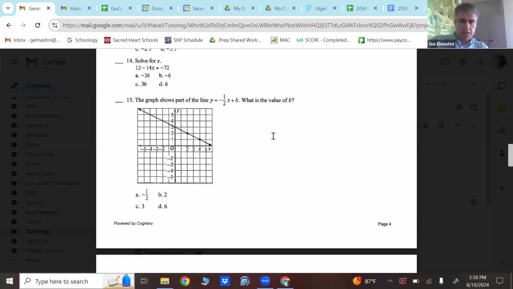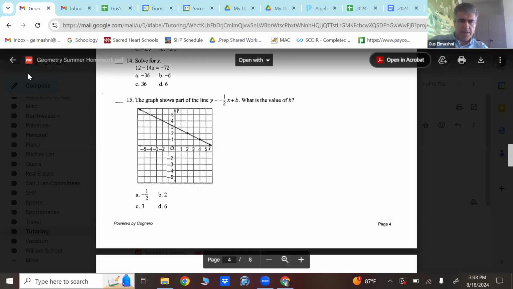Yeah. So y-intercept is 3 here, I think. Yes, yes. So let's see.